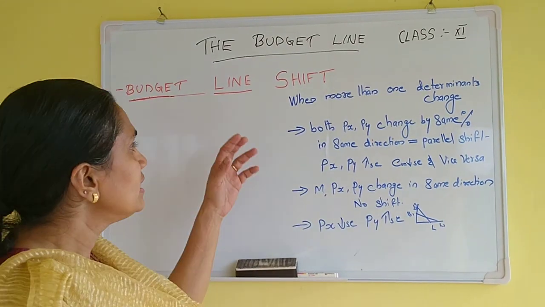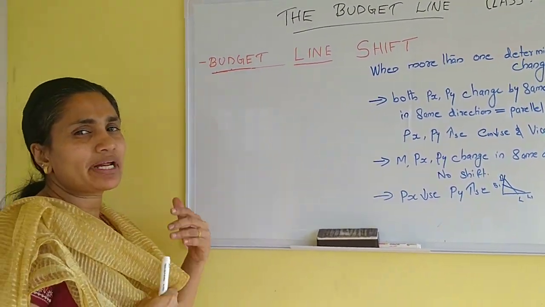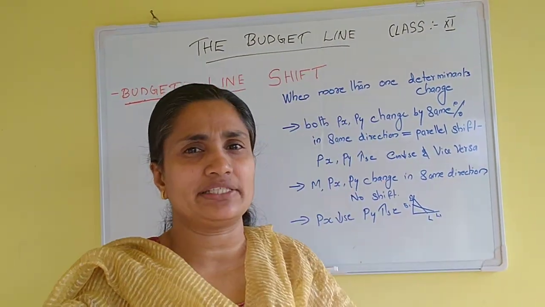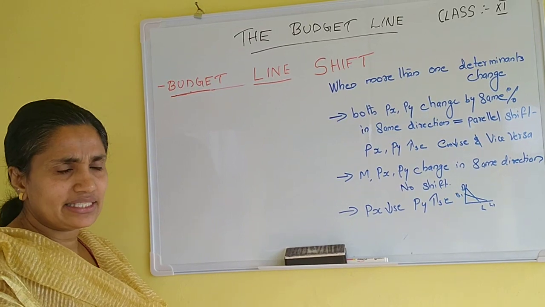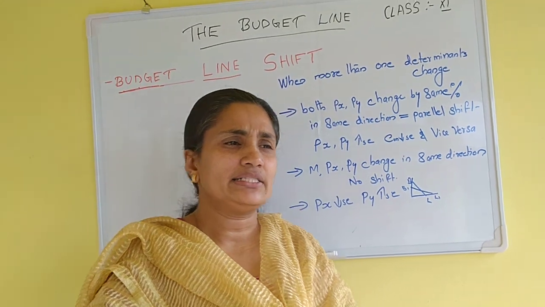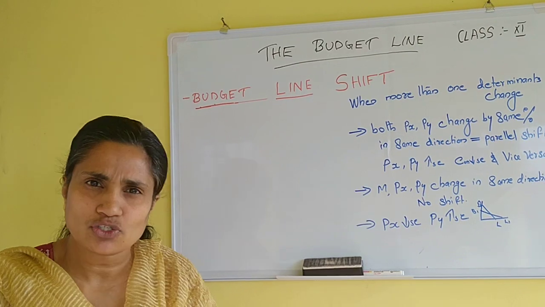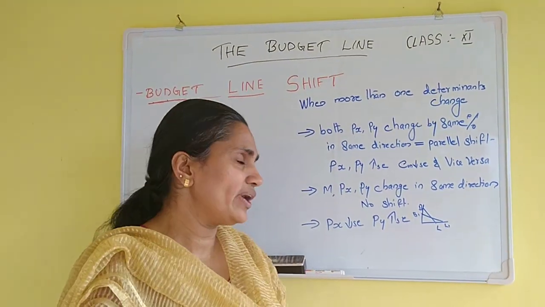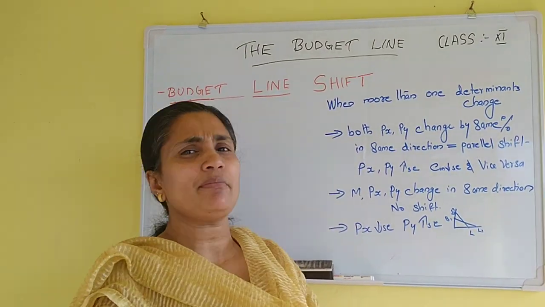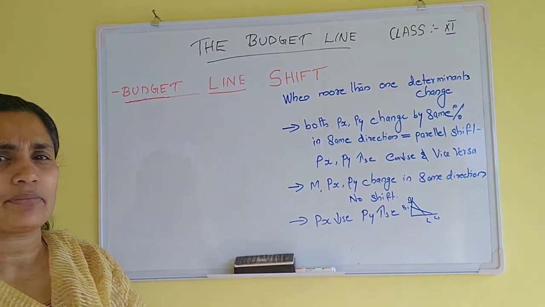Again we can see that more than one determinant changes. In the previous example we studied the case where the price of X increases and the price of Y and income remain the same, and vice versa. Here we can see more than one determinant. The determinants of a shift of the budget line are the income of the consumer, the price of good X and the price of good Y. Here both the price of X and the price of Y change by the same percentage, for example a 10% increase in the price of X and the price of Y.